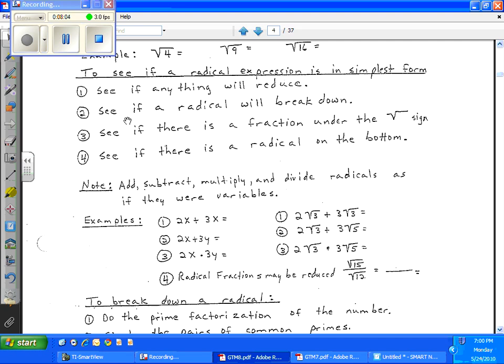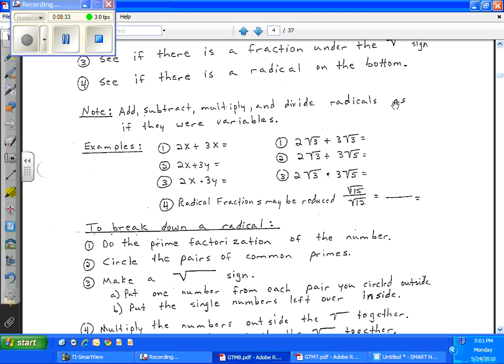After you fix it, you have to go back and ask yourself those 4 questions in that order again, and you do that after every single step. You know you're through simplifying when the answers are nope, nope, nope, nope. When you get 4 no's, you know it must be in simplest form unless you made a mistake. Okay, so question 1, see if anything will reduce.